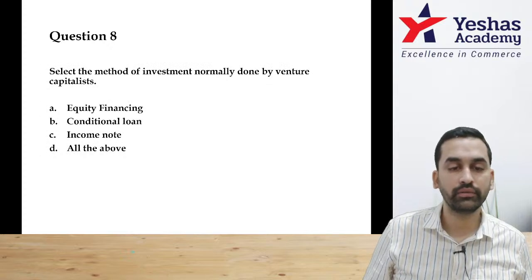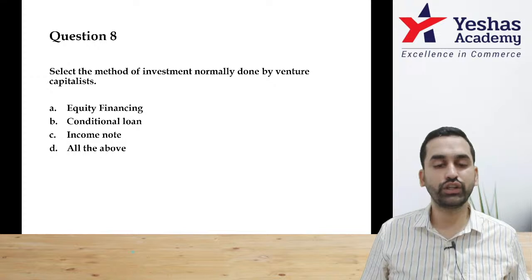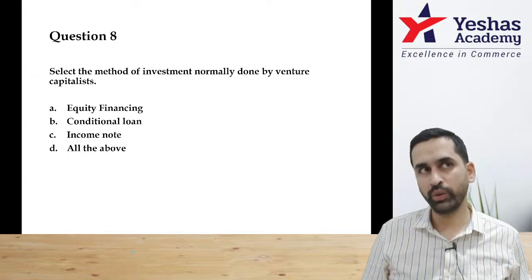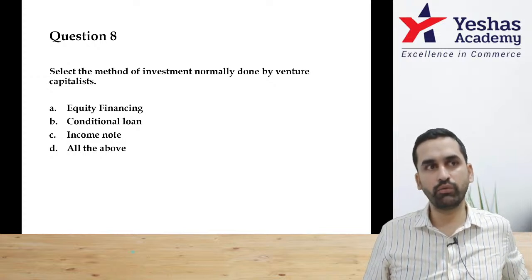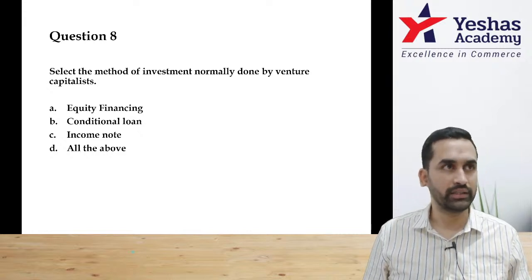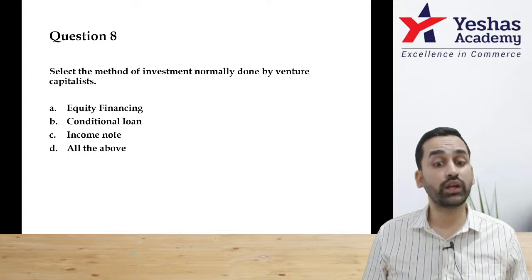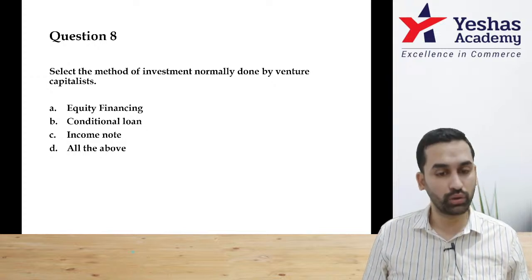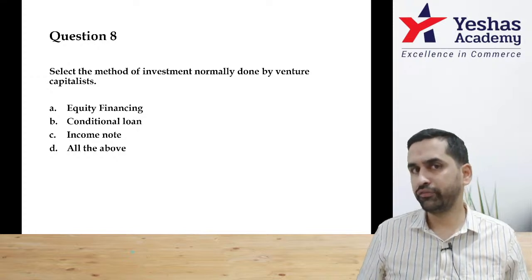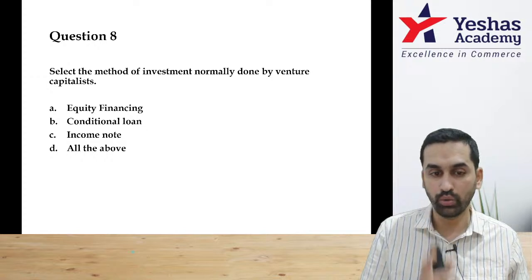Question number 8. Read. Select the method of investment normally done by venture capitalists. Venture capitalists will invest in what form? Go slow. A. Equity financing. That is, they will become equity shareholders. Correct. Conditional loan. Income note. All of the above. If you remember properly, it's all of the above.